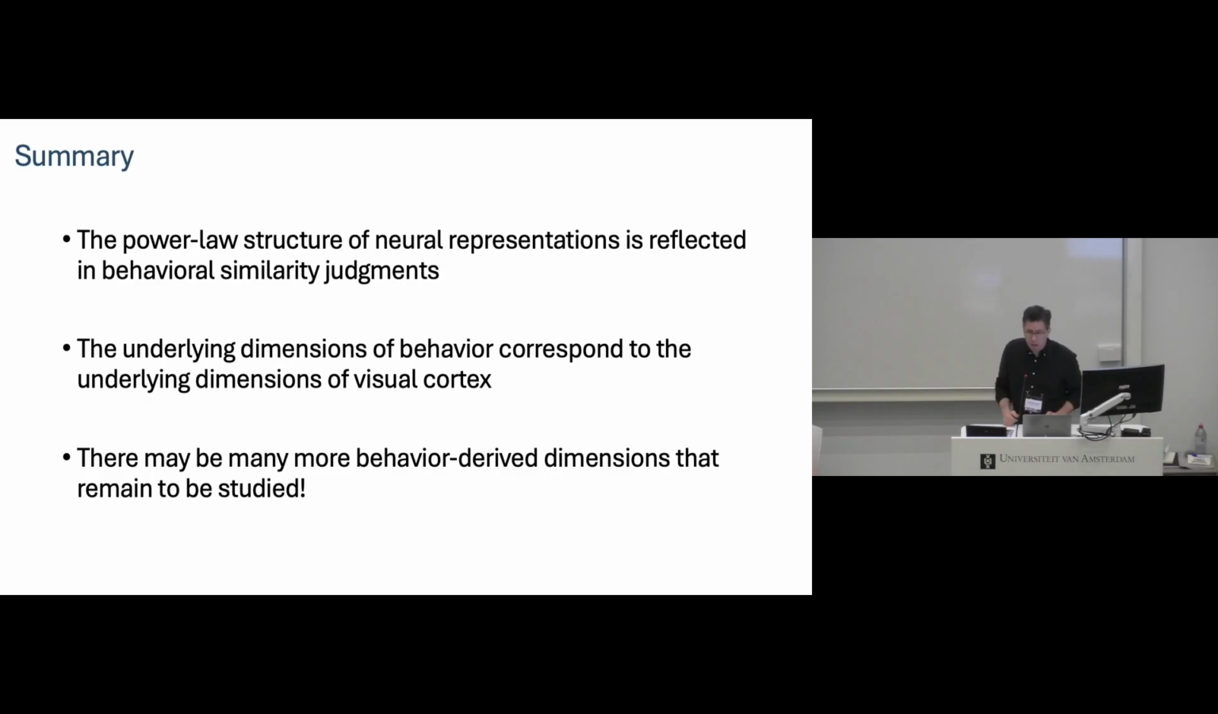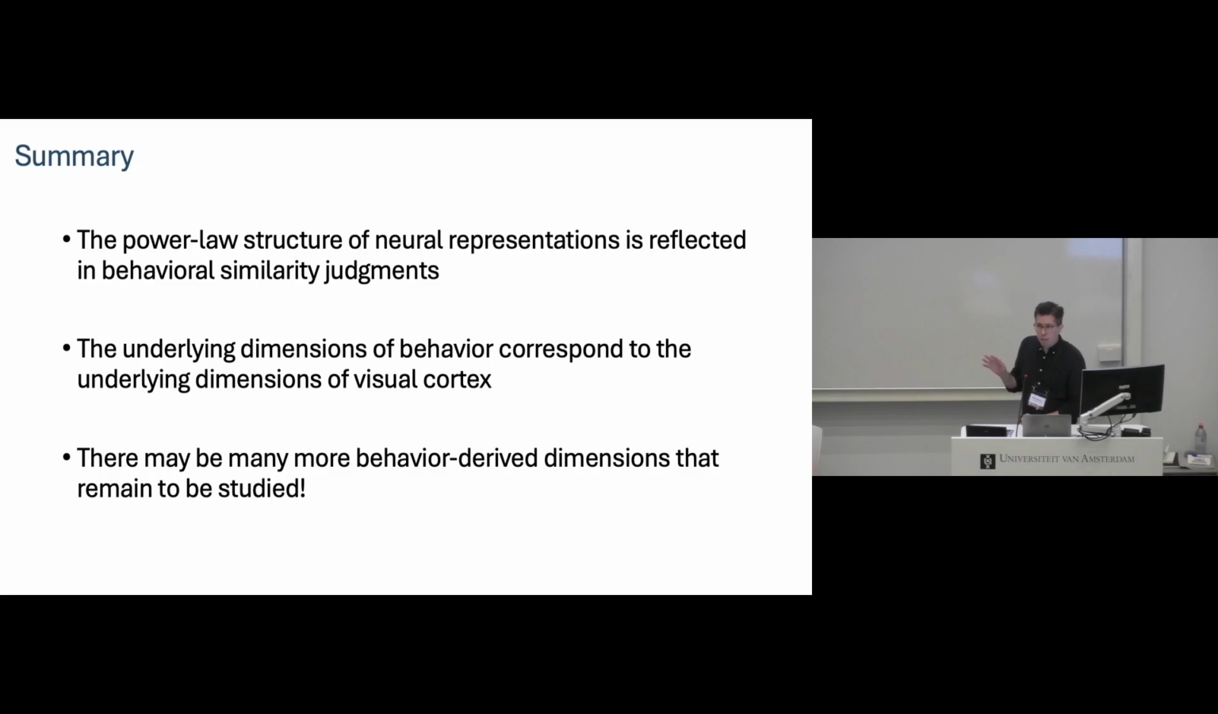Okay, so what are these results showing us? They're showing us that the power law structure that we've been observing in neural representations is reflected in people's behavioral similarity judgments. This suggests that the structure of mental representations mirrors the statistical structure that we see in the cortical code. The results go beyond this. They show not only that this underlying structure is the same, but actually that there's a correspondence between the underlying dimensions of these high-dimensional spaces.